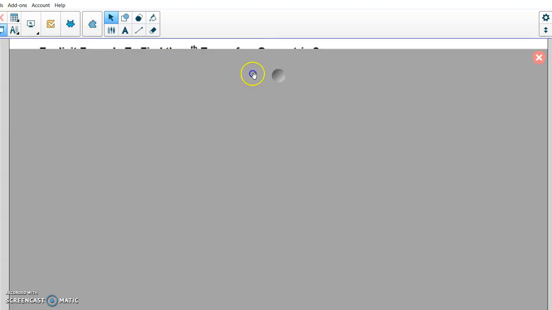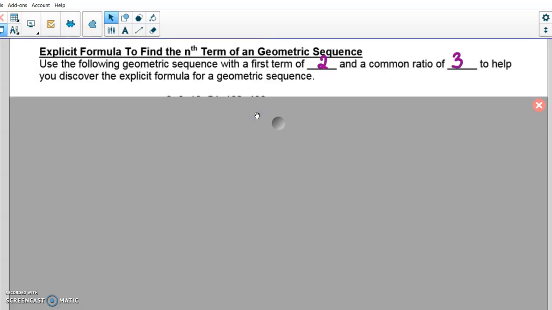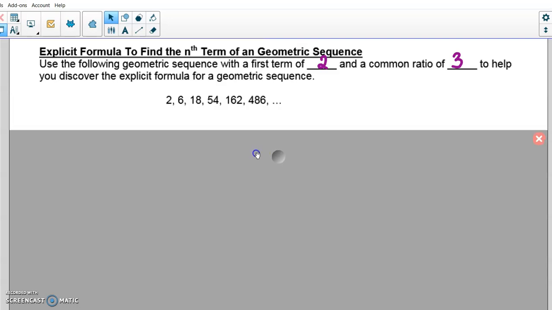All right, so on to the next example. We're going to discover how to find the explicit formula to find any term of a geometric sequence. So if something were to say, what is the 100th term? This formula is going to allow us to find that very easily. It says, use the following geometric sequence with a first term of 2. So the very first term is 2. And the common ratio is 3, meaning to get to the next term, we're going to multiply by 3.